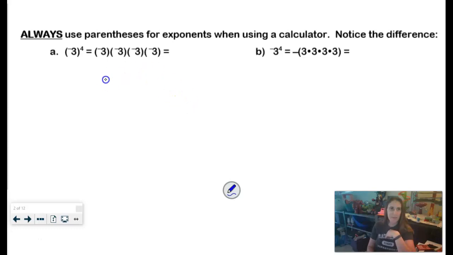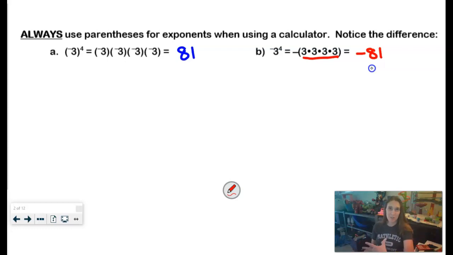So if you were to type this into your calculator just as written, -3 to the 4th power, you would get a positive 81. As opposed to right here, if you type -3 to the 4th power without indicating parentheses, your calculator thinks that you have just a -1 coefficient out in front, and then you have 4 of the 3's multiplied together. So this right here is an 81, and then if you throw a negative coefficient in front of that, this would give you a negative 81.